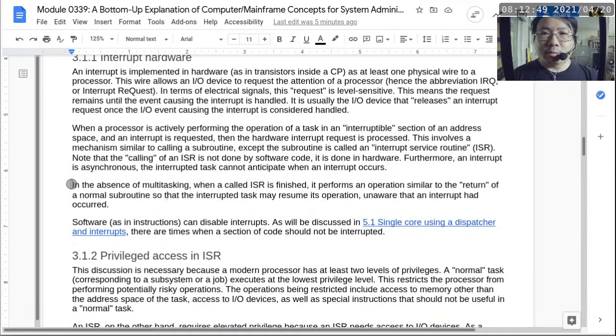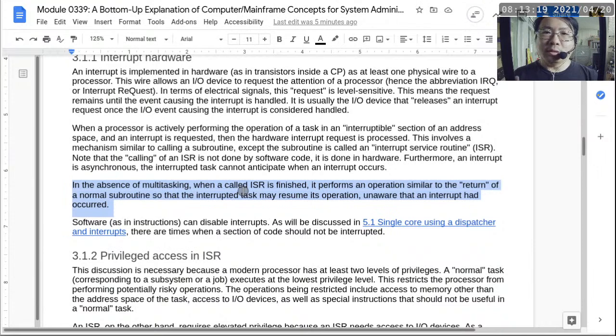So the next paragraph basically says, in the absence of multitasking/multithreading, when an ISR is finished, it will perform an operation similar to the returning of a normal subroutine so that the interrupted task can resume its operation completely unaware that the interrupt had occurred. So that's under the condition that there's no multitasking.